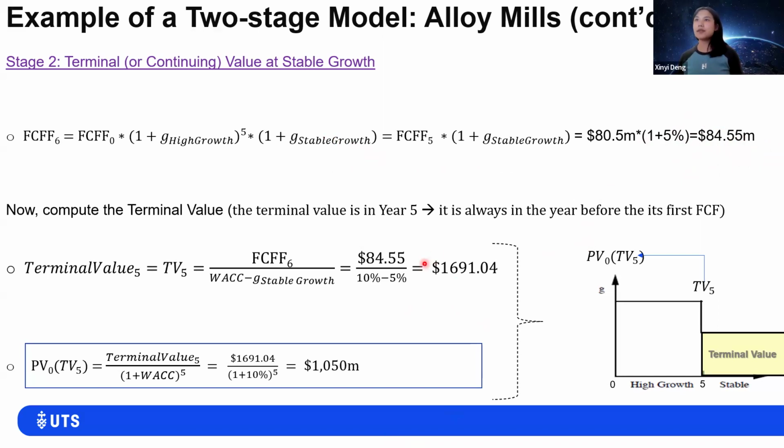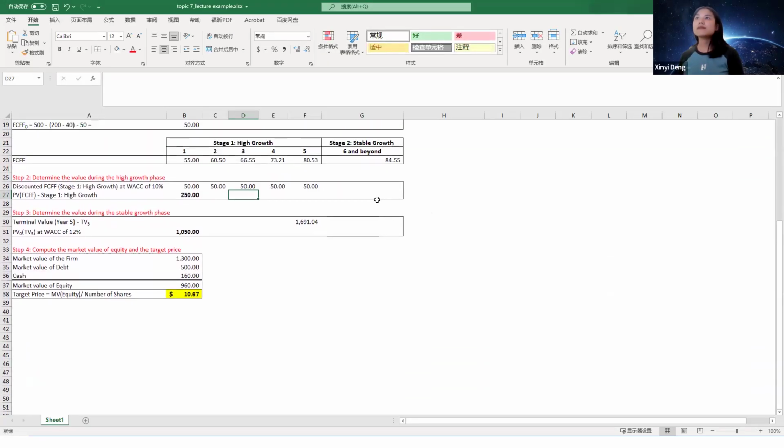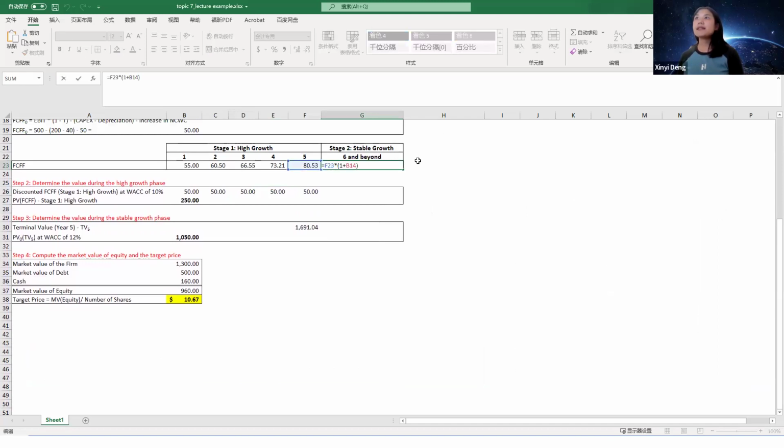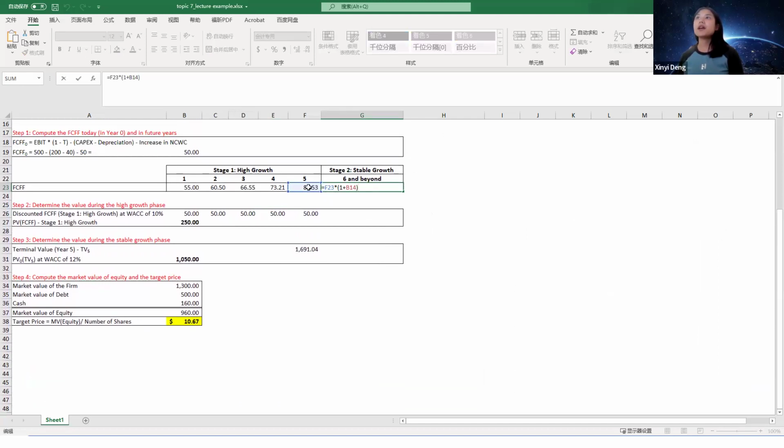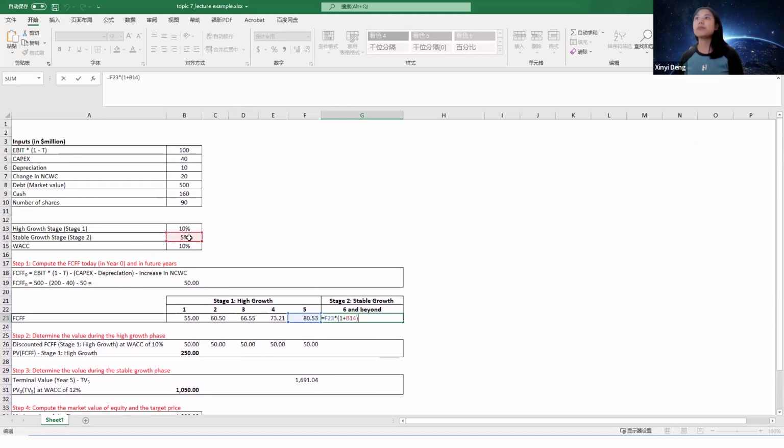Now, again, let's go back to the Excel sheet to do the calculation of the present value of the stable growth stage. So remember, now we have already derived the free cash flow to firm in year 6. As we can see here, for year 6, we just take the cash flow of year 5 and then times 1 plus the lower growth rate, which is in cell B14.